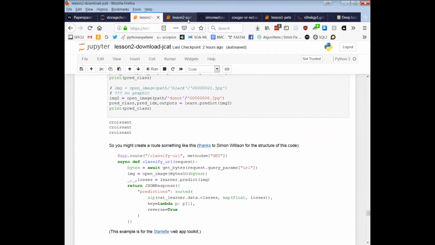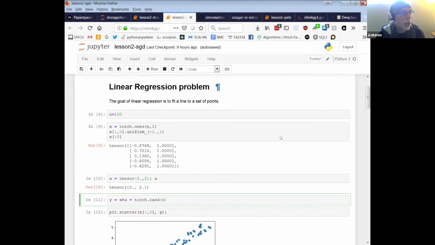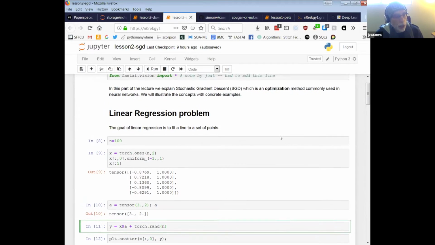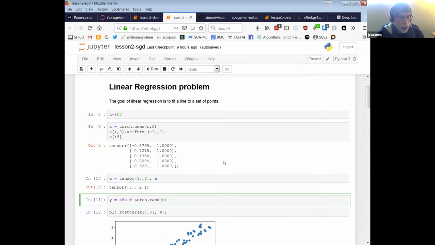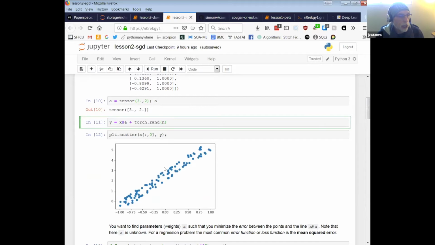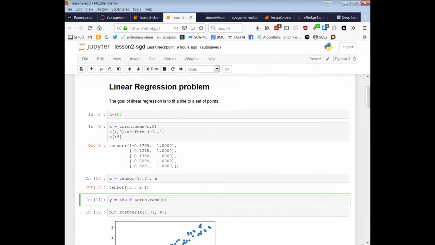Okay, I think I've spent enough time on this one. I'm going to go to the stochastic gradient descent, the second Jupyter notebook here. And what he's doing here is demonstrating stochastic gradient descent, which is a technique for quickly finding the minimum of some function. And that's exactly what you're trying to do in linear regression. So the first thing he does is build a fake data set of points that are along a line. And that's what's going on in these first few frames here.